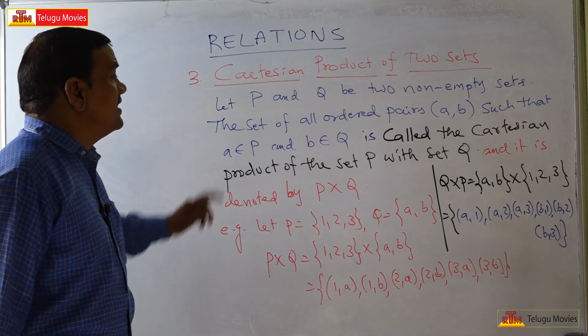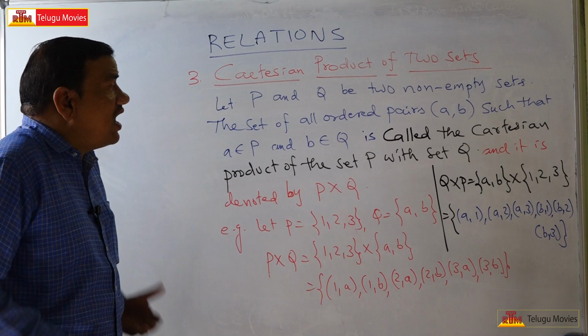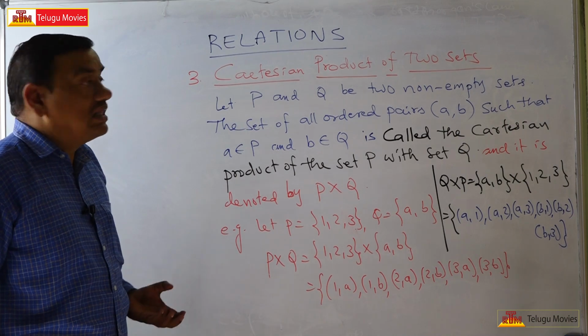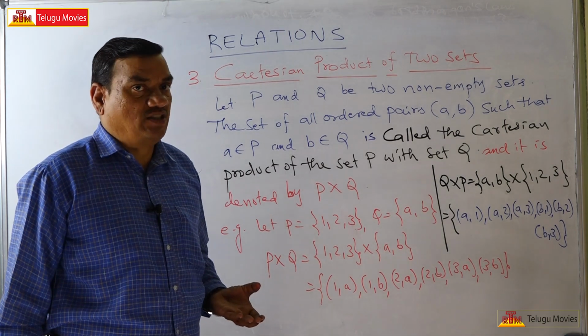But I am saying here that P and Q are two non-empty sets. If they are empty sets, what happens? What are the properties of the Cartesian product of two sets? Let me explain.